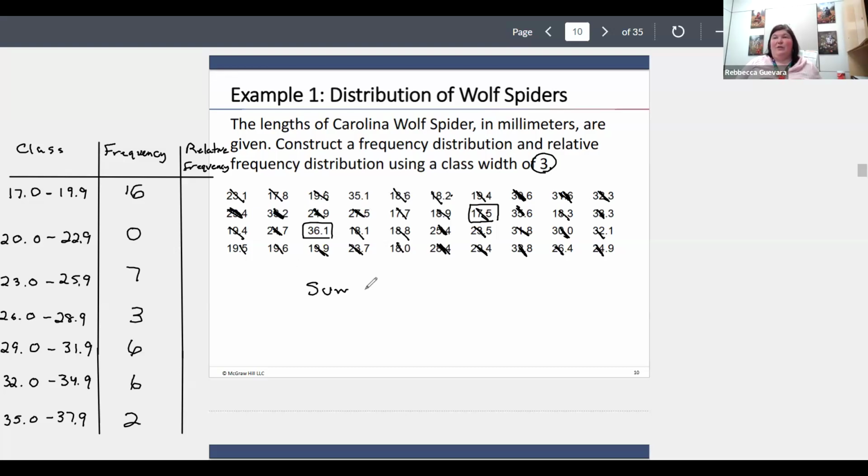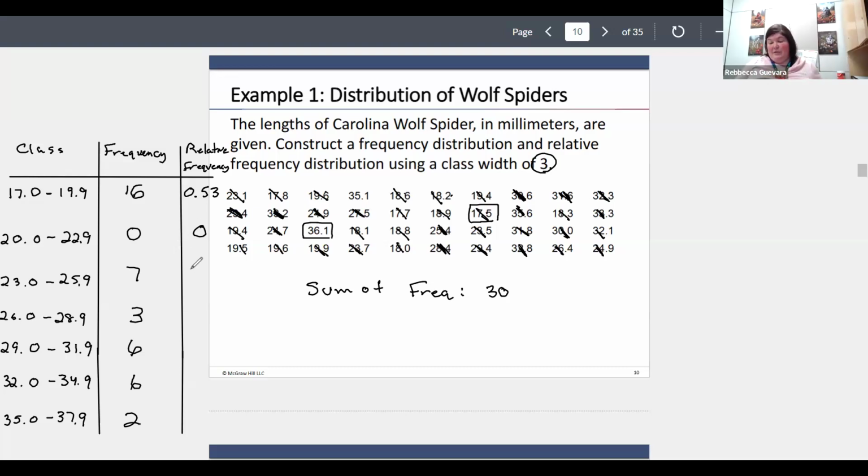So the sum of frequencies is going to be 30. If you went to relative frequencies, you'd end up with 16 divided by 30. I'll just round a few places to help fit in here. 0.53, we're doing a bunch of rounding here. Relative frequency is going to be 0. 0 divided by 30 is 0.